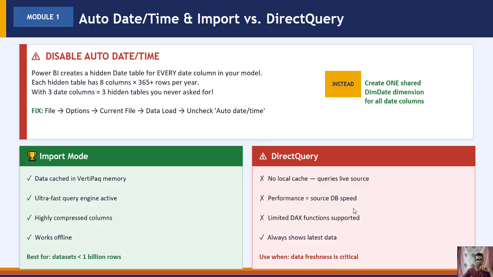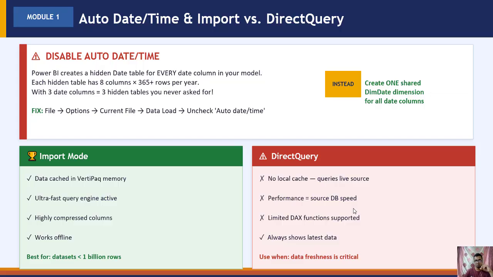Next, the auto date/time feature and import versus direct query. By default, Power BI creates a date table for every date column in your model. But in most organizations, the date table will already be created in Power Query itself, or in the data source itself. We need to use that instead of the auto date/time feature, which will improve performance to a greater extent. And the second thing is import mode.